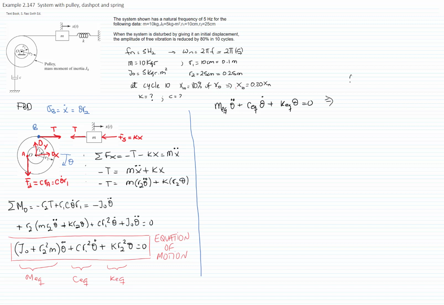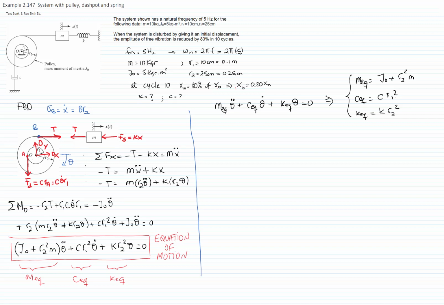My equivalent mass is the mass moment of inertia plus R2 squared times mass. My equivalent damper is C times R1 squared. My equivalent constant of the spring is equal to K times R2 squared.